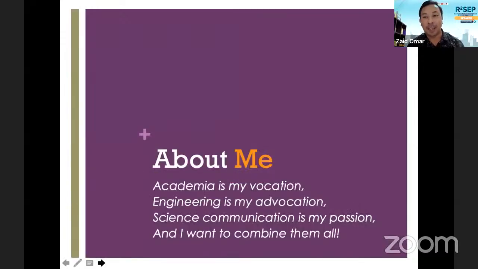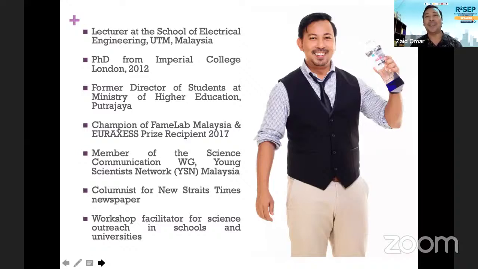So a little bit about me. Dr. Budian has very kindly introduced me, my background, my research, my academic qualifications, and so on. Just a little bit about me. I like to introduce myself as: academia is my vocation, engineering is my avocation, science communication is my passion, and I want to combine them all. And this is me, basically. I am a lecturer at the School of Electrical Engineering. So EE is my field.